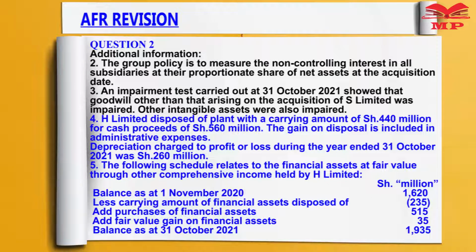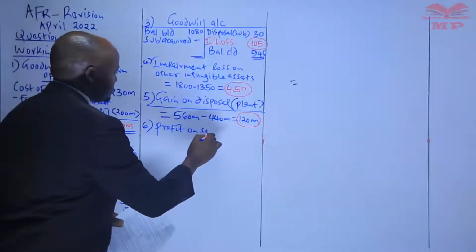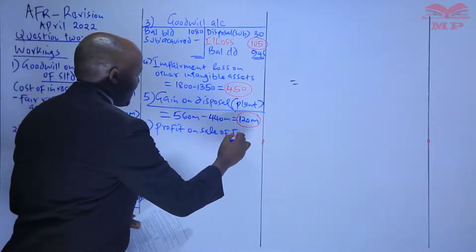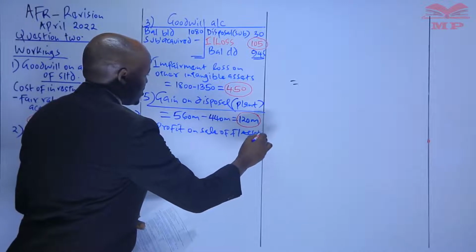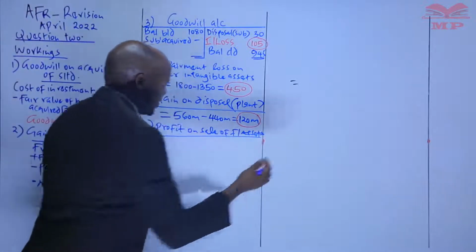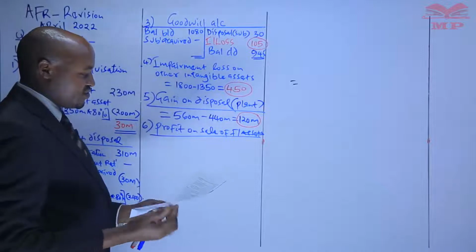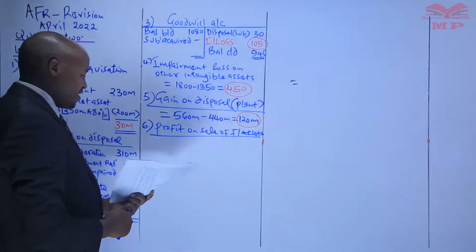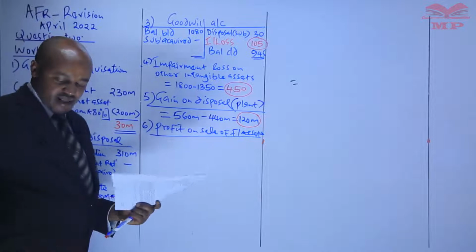And then below we are told the sales proceeds of the financial asset was 360, and the profit on the sale of financial asset is included as part of investment income. Equally there, what we need to do is determine the profit on the sale of those financial assets. This is also quite simple because we just need to compare the amount at which the financial asset was sold.